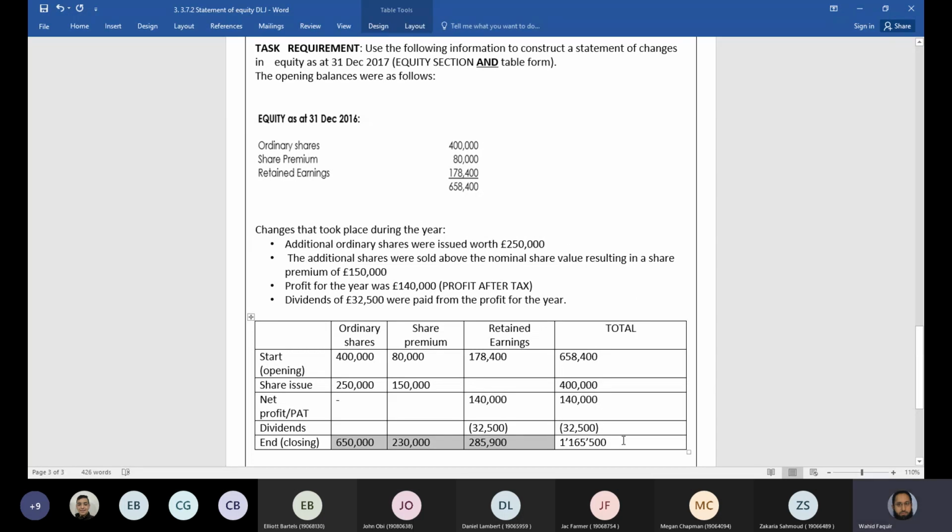Now what I'd like you to do is, this was the opening figure. That's what we started with, which is of course the end position of the previous year. I'd like you to do the equity section as at 31st December 2017. In other words, after these changes have taken place. So you're doing this with the changes taking place. Since this will only take about a minute, I'd like you to do it within a minute.